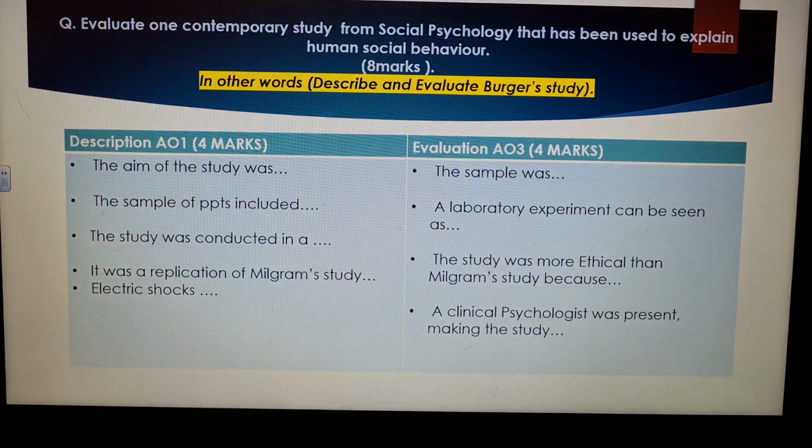So the exam question I have chosen is from a past paper. So we'll have a look at the question, break it down, and have a look at the plan as well. Evaluate one contemporary study from social psychology that has been used to explain human social behaviour for 8 marks. Now, note that it doesn't list the name of the specific study in the question. This is because the spec gives you the option of choosing a study for contemporary.